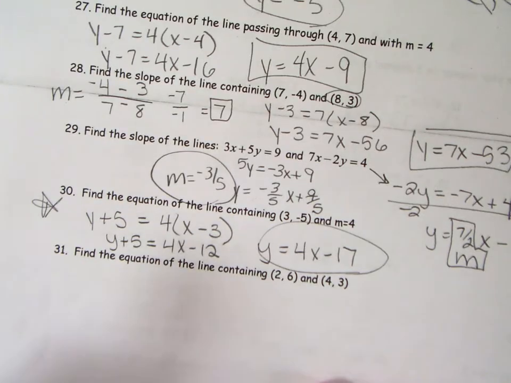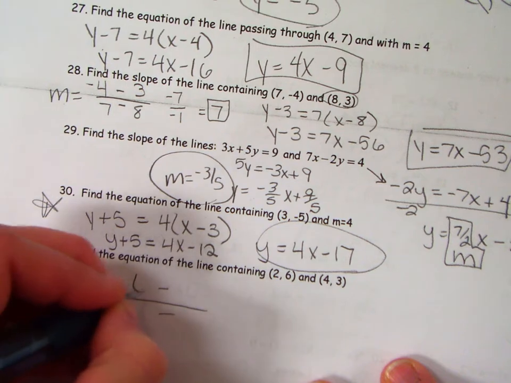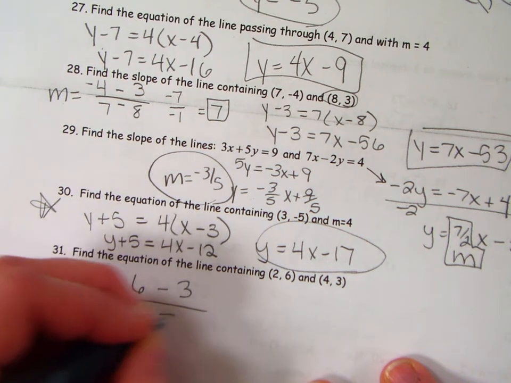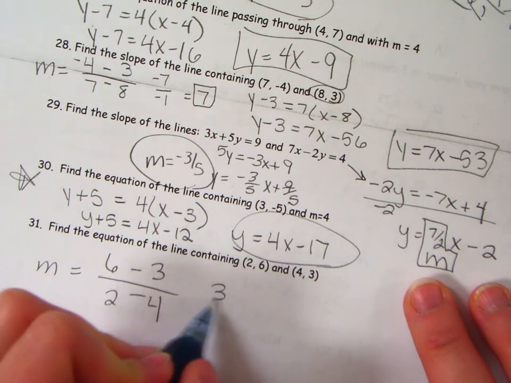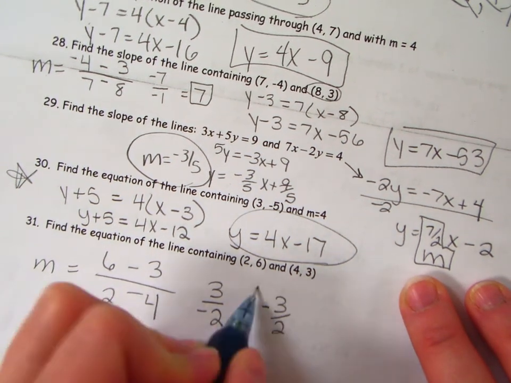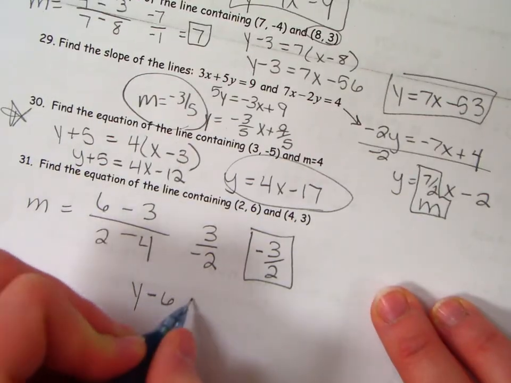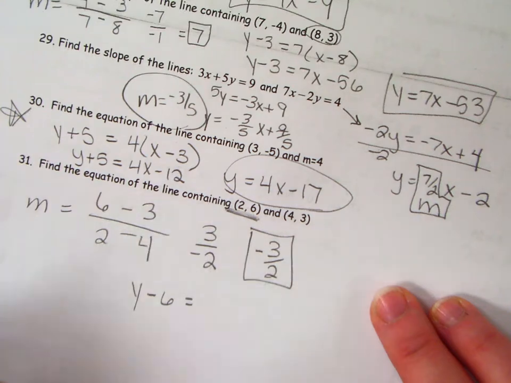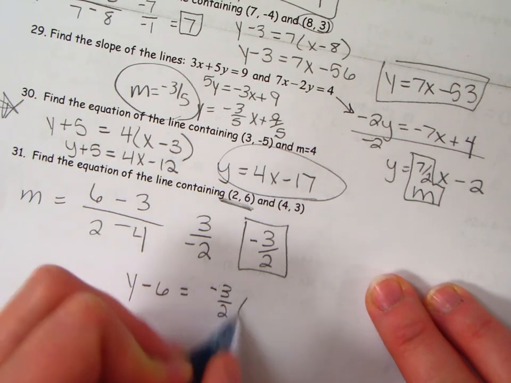The next one, find the equation of the line. One more time. Find the slope, 6 and 3, 2 and 4. Subtract it out, 3 over negative 2. Put the negative in the front or on the top. That's your slope. So now we're going to do y minus 6. I'm picking the 2, 6 point. Equals m, so negative 3 over 2, x minus 2.